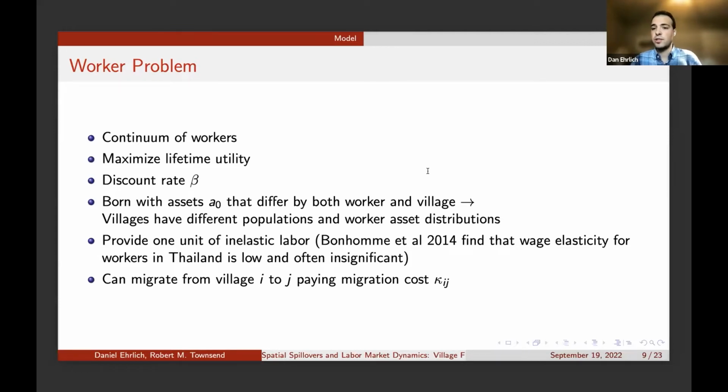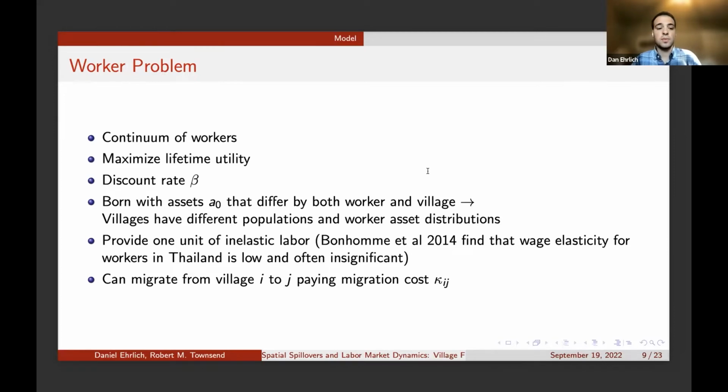So every village essentially has a unique population, as well as a unique distribution of worker assets. Workers are also going to provide 1 unit of inelastic labor. And we're going to go with the inelastic labor, particularly because it makes things easier, but also because previous research again found that in rural villages in Thailand, the wage elasticity is often low and insignificant. So essentially workers are going to provide the same amount of labor regardless of economic conditions and wages.